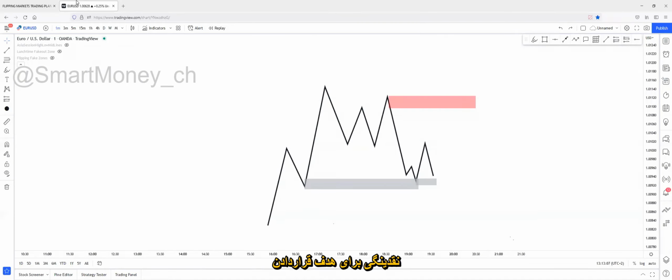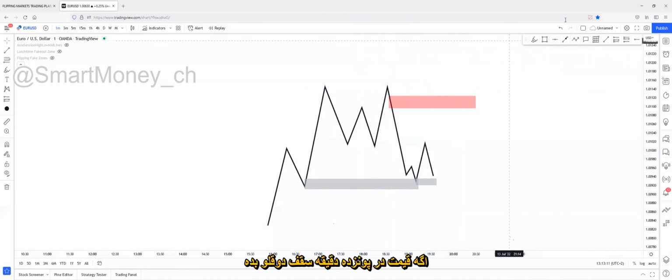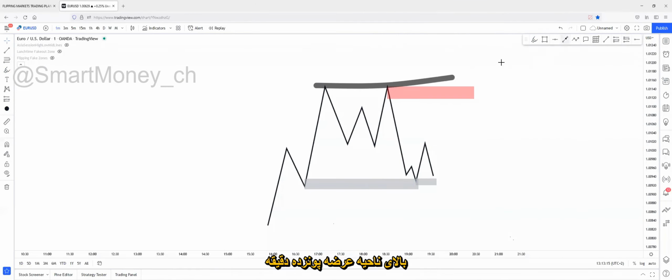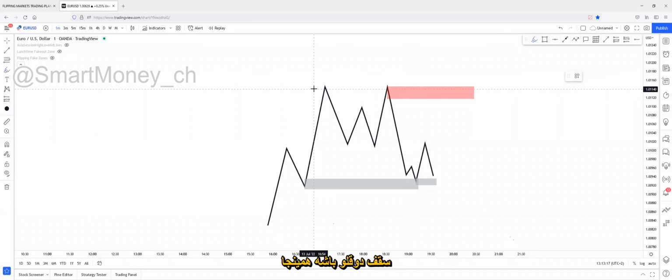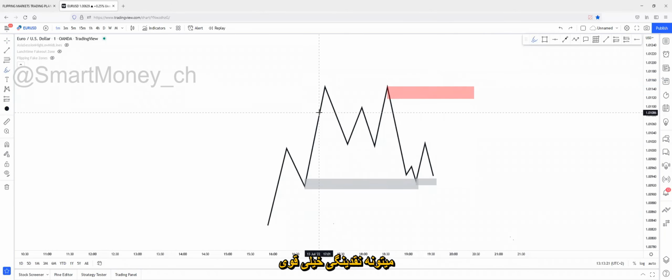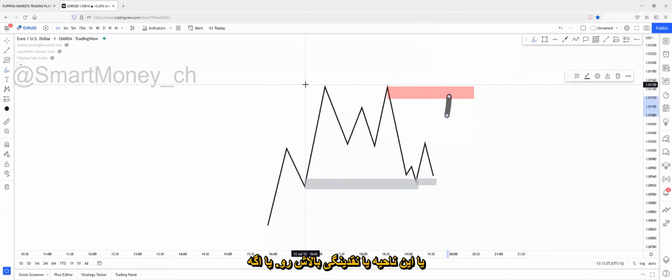Liquidity to target. What could be liquidity to target? For example, if price creates 50-minute double taps right here, just above the 50-minute supply zone. If price creates 50-minute double taps right here, above this 50-minute supply zone, this will be a really, really strong liquidity to target, and you can actually target this zone or the liquidity right here.